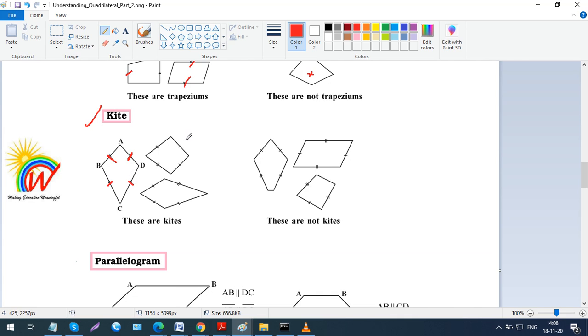Here also you see these two are equal, these two are separately equal, so this is a kite here also. Now here you see these are not kites, because in the first case there is a flat thing over here, so this is not considered a kite.